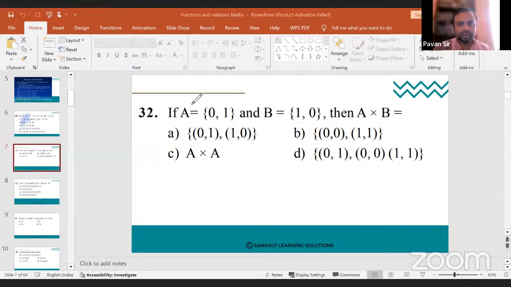C. A cross A. Exactly. A and B both are what? They are equal. So I can write it as what? A cross A. Because 0, 1, 1, 0, when you take the product of these two, you will get A cross A. Means A is equal to B itself. So that we can say A cross A is the answer. Yes, exactly. Okay. Now next.